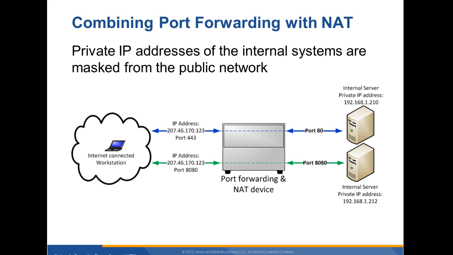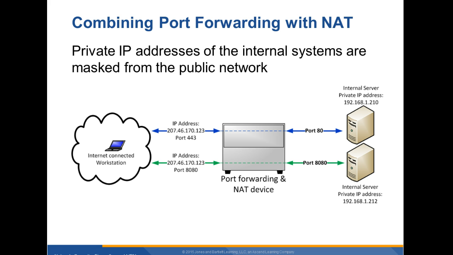Here we see a diagram of combining port forwarding with network address translation, NAT. The private IP addresses of the internal systems on the right-hand side of the diagram are masked from the public network. By adding NAT to the port forwarding configuration, now you can see they're masked.